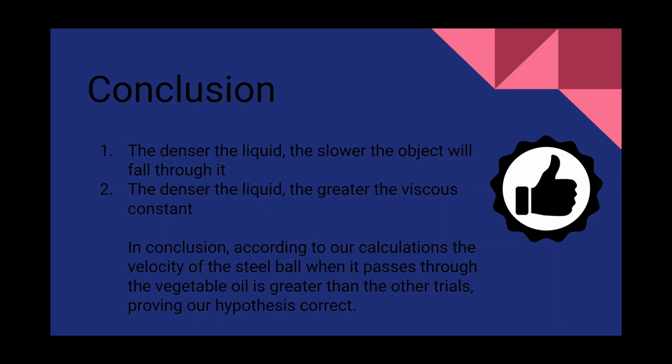In conclusion, looking at our calculations and data, there is a relationship between viscosity, density, and velocity. As the density increases with a higher viscosity, the ball will fall at a slower velocity, and this is why the ball drops faster in the vegetable oil, proving our hypothesis correct.